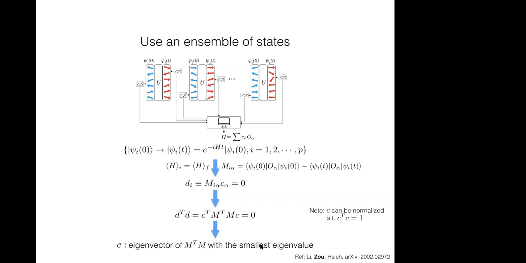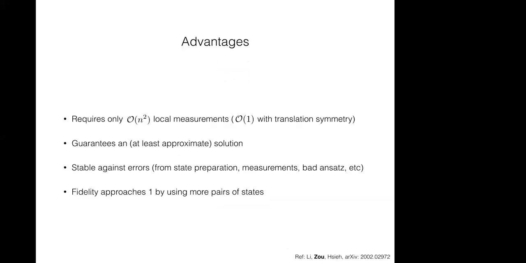That's also the smallest eigenvalue. So here I will normalize C to have unit norm. This method has a couple of advantages. First of all, it only requires local measurements, and the number of measurements that it requires turns out to be n squared, where n is the number of terms in the Hamiltonian. And if you have translation symmetry, the number of measurements it requires doesn't scale with the system size.